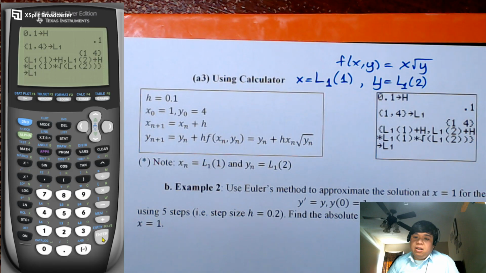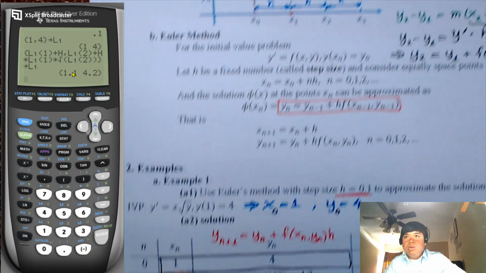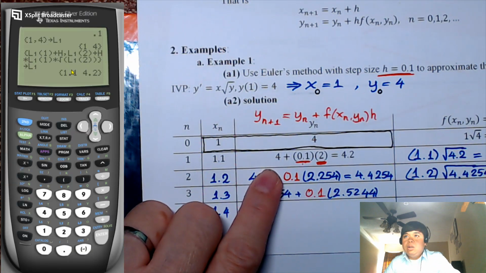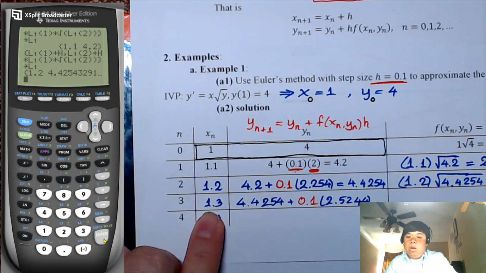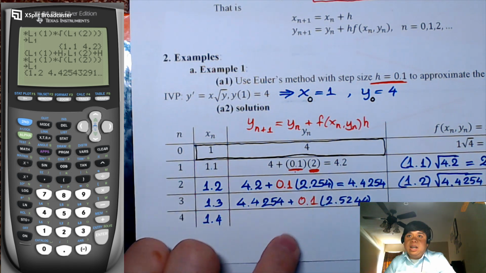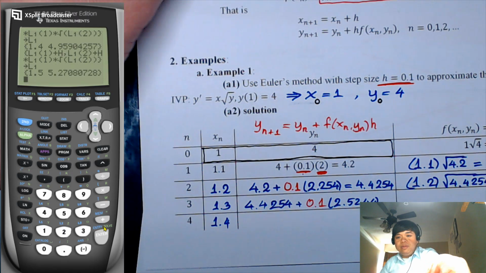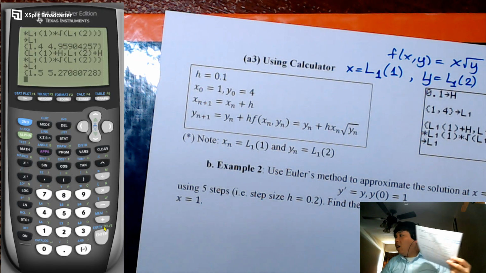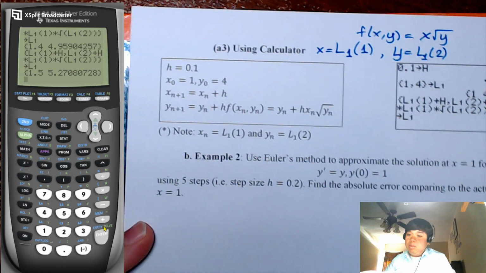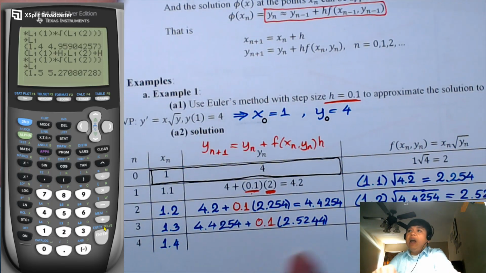And now we have 1.1 and 4.2, and hit enter again. 1.2 and 4.4 something, and just keep hitting enter, and you have the new values for x and y, new x and y, new x and y. So this is just like what we have with Excel. Again, we cannot use the calculator, cannot use the computer on the test, so you have to be able to use the calculator. If not, you can always make a table like this and do it by hand.